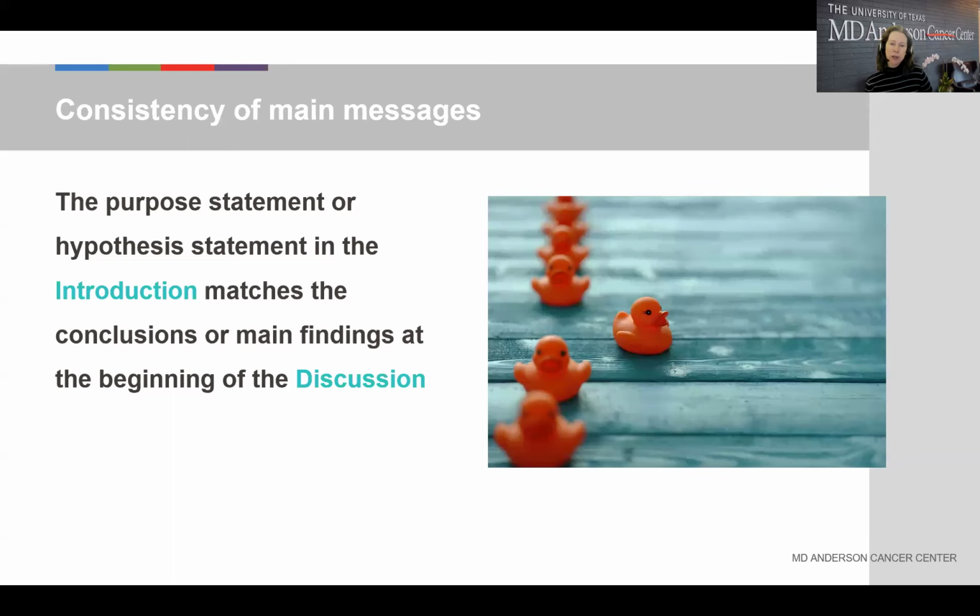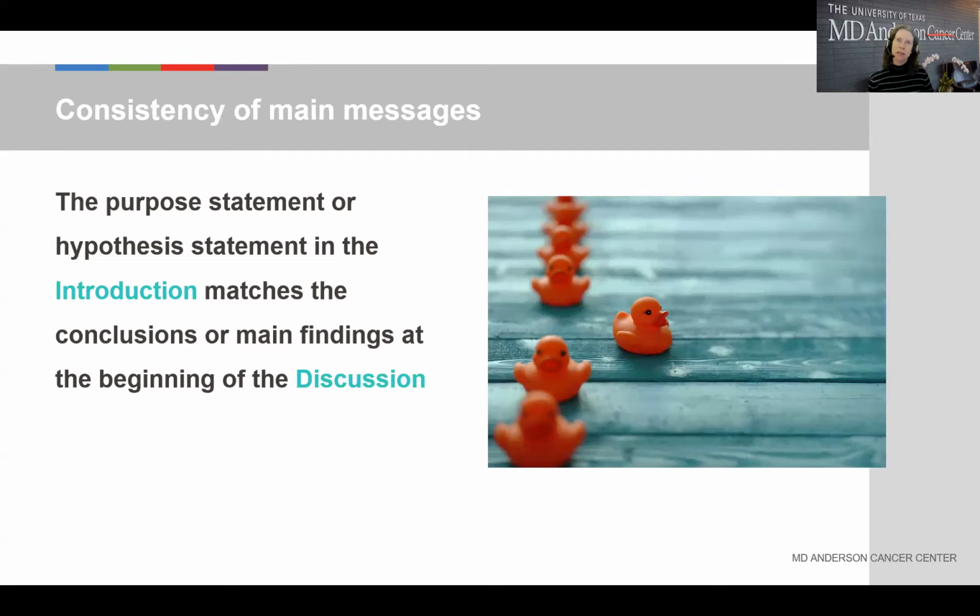Next, make sure that the purpose statement or the hypothesis statement in the introduction section of the paper matches the conclusions or the main findings that appear at the beginning of the discussion. So it's usually possible to think of the purpose or hypothesis statement at the beginning as a question that you're trying to answer. And at the beginning of the discussion, readers should find the answer to that question. If they find an answer to a different question, they're going to be confused.